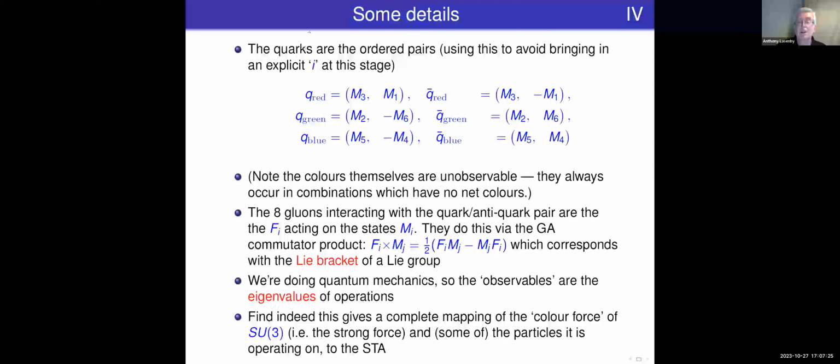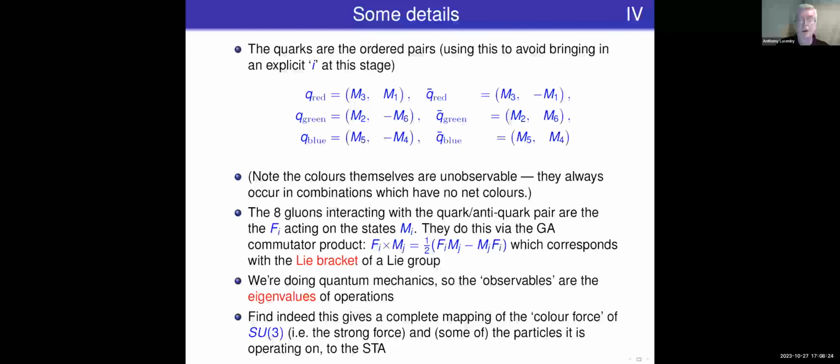And then the quarks, now this is somewhere where it would be useful, and we'll come back to this, to bring in an explicit I, but the quarks then, we're doing color here, you put them into ordered pairs. A red quark and red antiquark are the pair M_3 plus or minus M_1. And here are the same thing for green and blue. So how do we interact? The gluons interacting with the quark-antiquark pair are the F_i acting on the states M_i, and they do it via the commutator product, which corresponds to the Lie bracket of a Lie group. So we're doing quantum mechanics, so the observables are the eigenvalues of operations, and you find that this indeed gives a complete mapping of the color force onto this very limited set of particles that it's operating on.